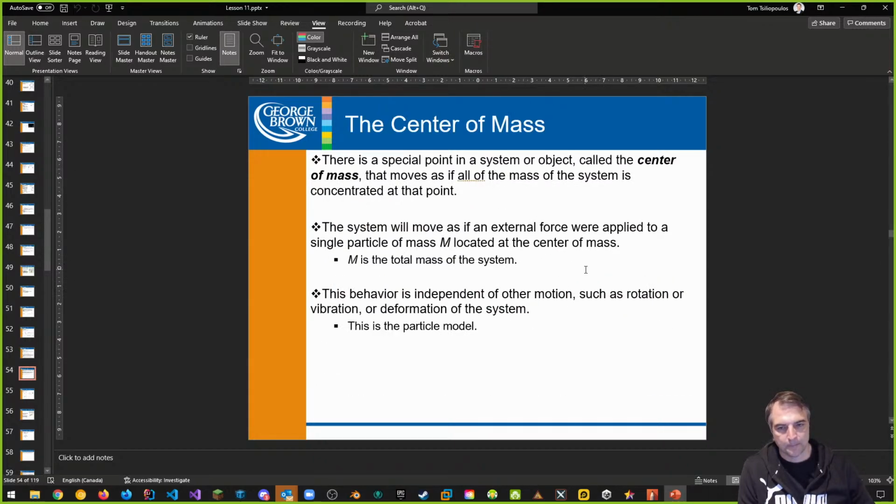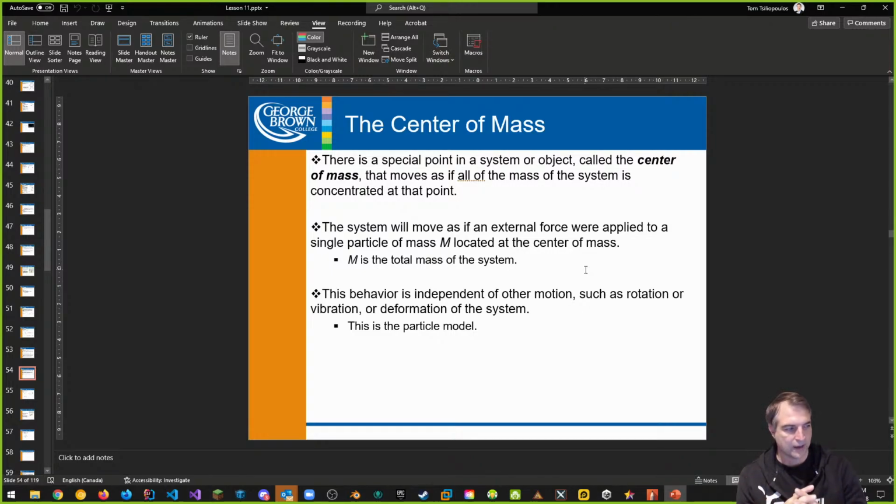I'm just going to move on. There's an idea of something called the center of mass, and there's a special point in the system. It moves as if all of the mass of the system is concentrated at one point. When I think about a system, that could be a sphere or a group of spheres, as an example, or a car. A car could be a system as well. The center of mass is what we want to think about.